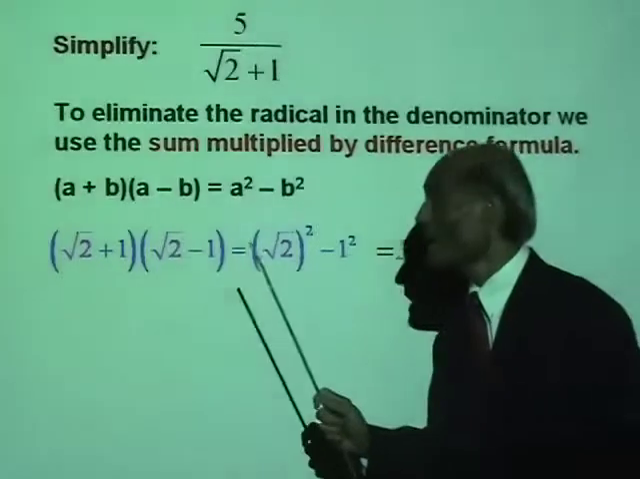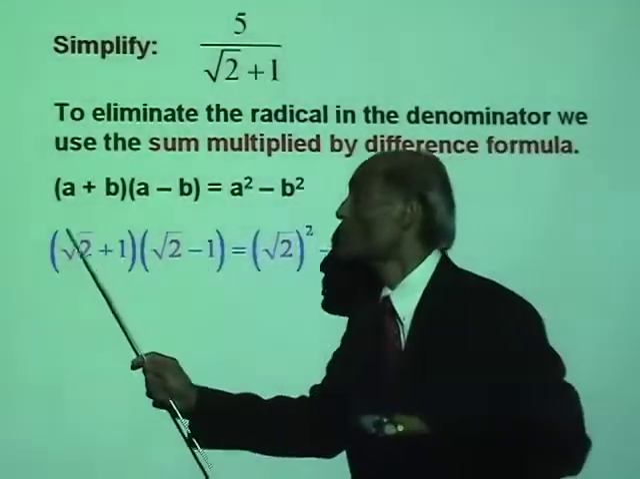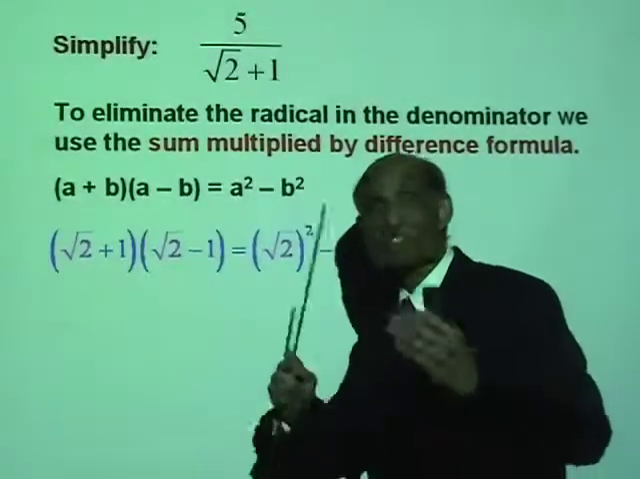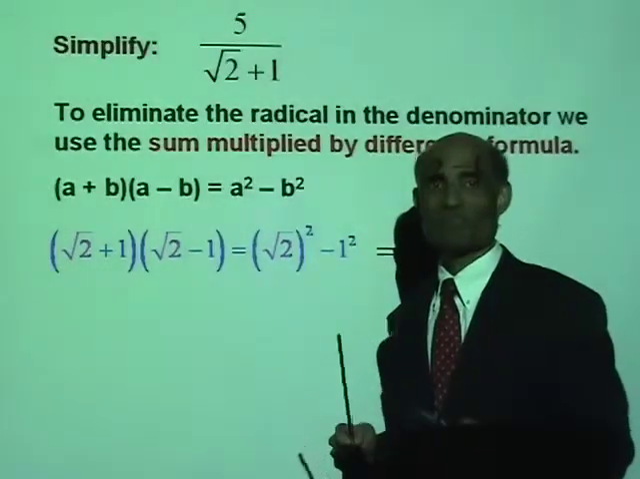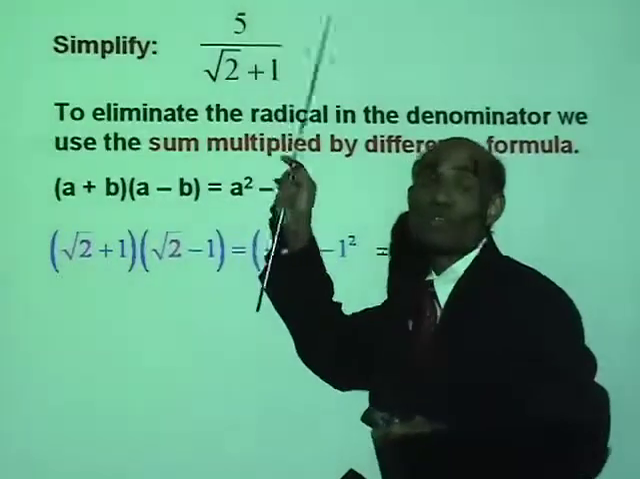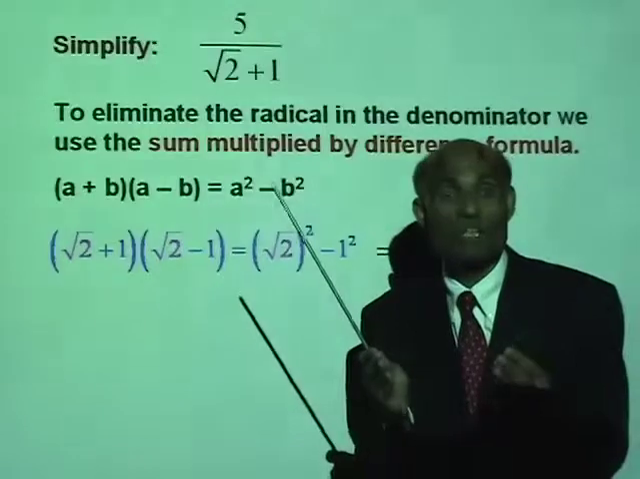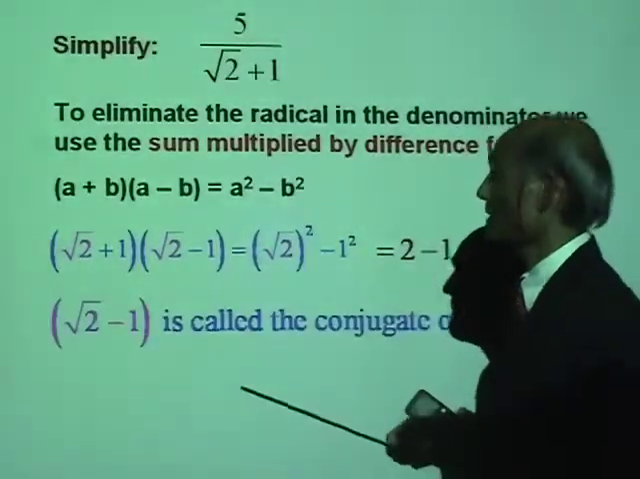You see, now the radical is eliminated by doing what? √2 + 1 is multiplied by √2 - 1. Now, when you multiply the denominator, you also have to multiply the numerator by the same quantity so that the value of the expression may not change.